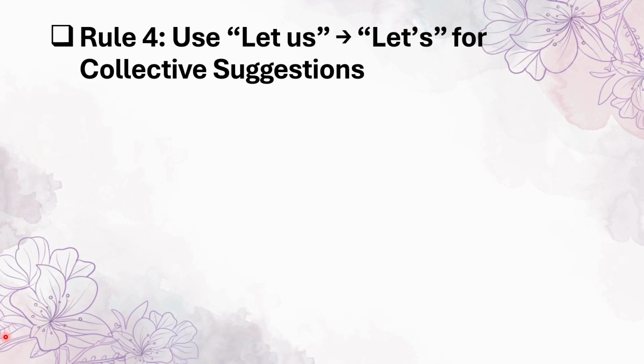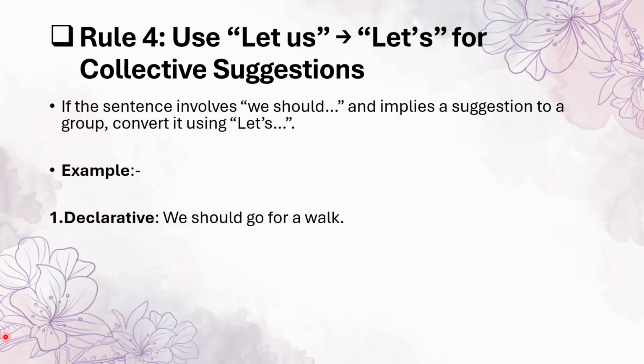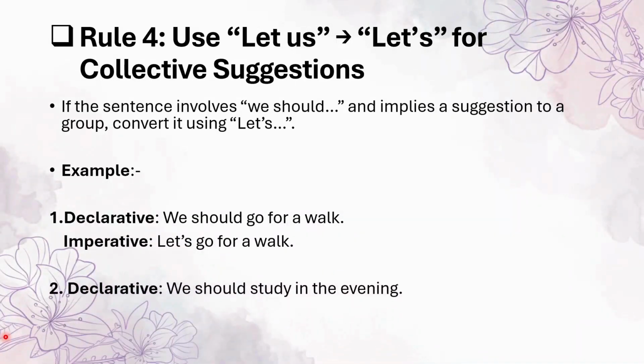Let's understand this with examples. We should go for a walk, whose imperative is let's go for a walk. Here the sentence suggests an idea for the whole group. Instead of keeping we should, we drop it and replace it with let's to make it sound like a collective suggestion. Next is we should study in the evening, and its imperative is let's study in the evening. Again, the idea is shared with the group and we turn it into a friendlier suggestion using let's.